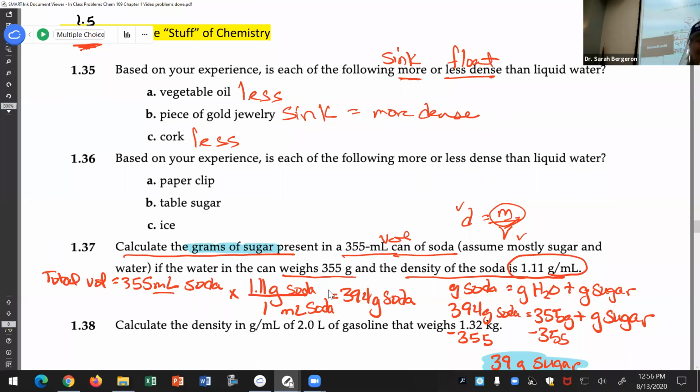All right. Based on your experience, is each of the following more or less dense than liquid water? More or less dense, what does that mean? If it's more dense, it's going to sink. If it's less dense, it's going to float. Right? So does a paperclip sink or float? It's more dense, right? So it's going to sink. Table sugar? It's going to sink. If you stirred it around, it would eventually dissolve, but it will sink, so it is more dense. And how about ice?